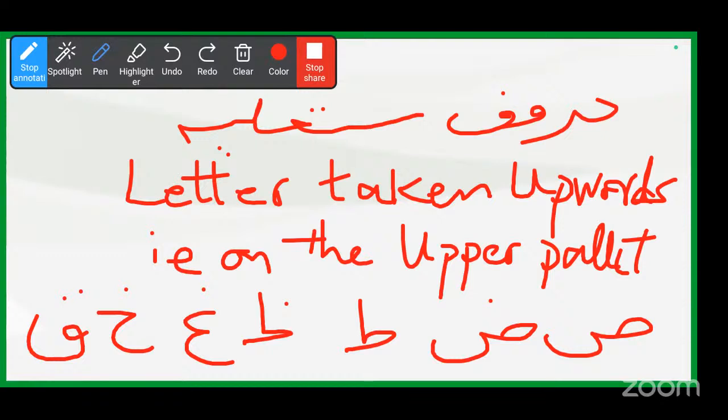Now basically these seven letters are in two groups. Have you learnt about huruf musta'liyah before? I don't remember. Okay, so this is very important. You may make notes, and I am sure you are making notes, right? Huruf musta'liyah means the heightened letters. So there are two types.